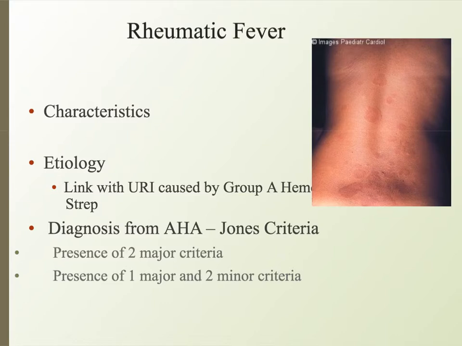The etiology is a link with upper respiratory infections that are caused by group A hemolytic strep. Those that have group A strep and it's basically not treated effectively will develop this rheumatic fever within 2 to 3 weeks. Once again, we can prevent rheumatic fever, and in the United States we typically do by treating our strep infections adequately. How do we decide if somebody has rheumatic fever?